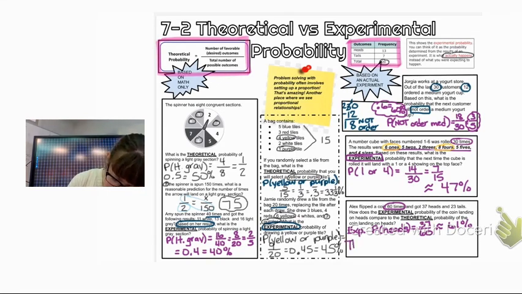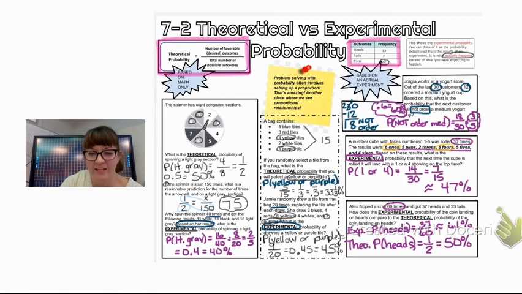Now, if I want to talk about theoretical, the probability of getting heads is 1 out of 2, which is 50%. So we would say he actually got heads on the coin way more than what you would expect based on the theoretical probability. And that's okay. That doesn't mean he flipped his coin incorrectly or that he did anything wrong.